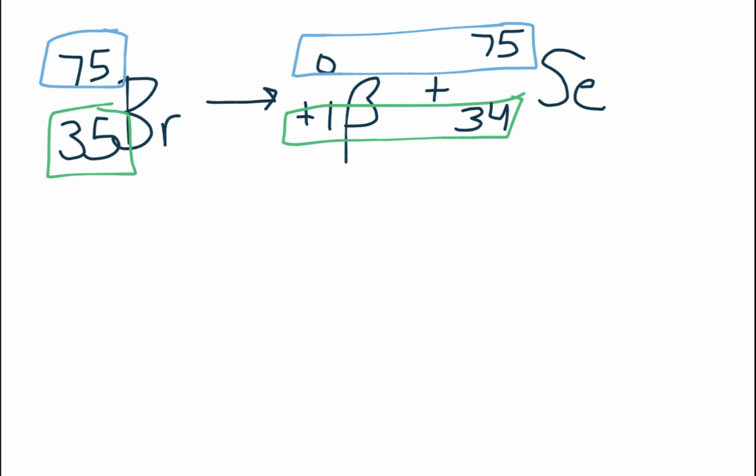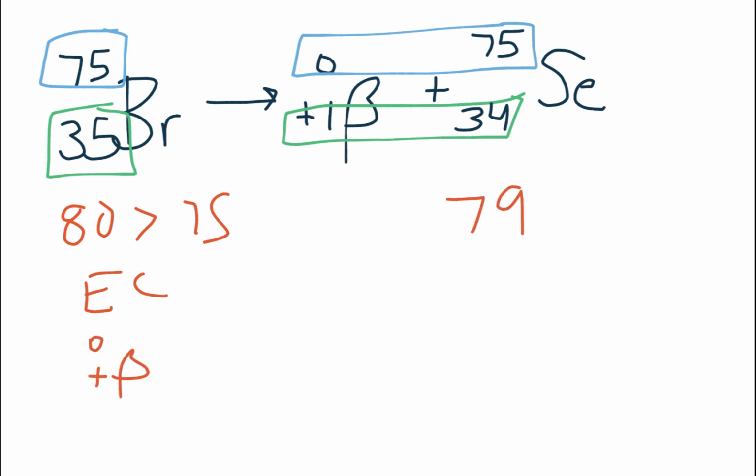Now, the last thing you should do, as always, is double check. So the atomic mass of this was 80, and that compared to 75, so that's how we knew it needed to be either an electron capture or a positron emission. And then now we have a molar mass of 79 for selenium compared to 75, and that is better. So we are good to go.